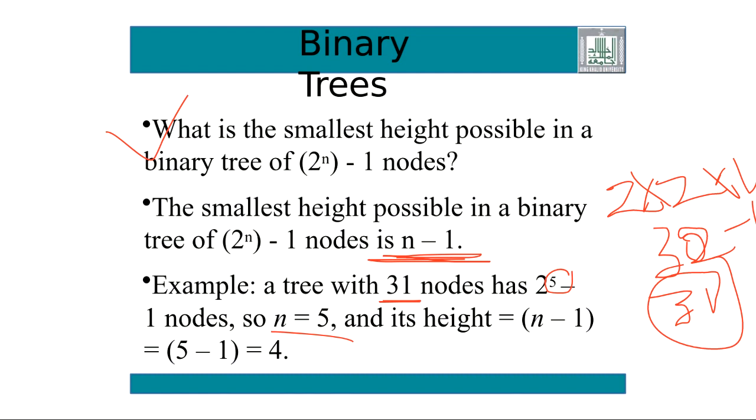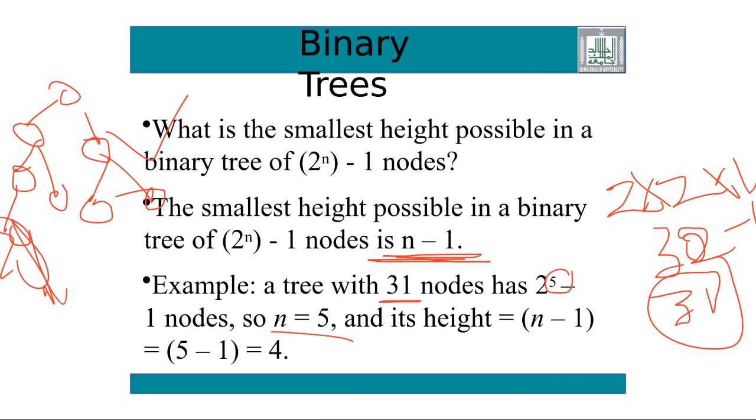So if the tree has 31 nodes, it looks like this: 1, 2, 3, 4, 5, 6, 7, 8, 9, 10, like that. So height is 4, like this, 1, 2, 3, 4. So like this you can consider and draw the binary tree. See here, an example.